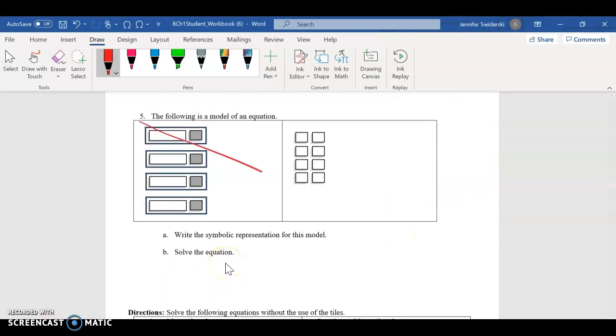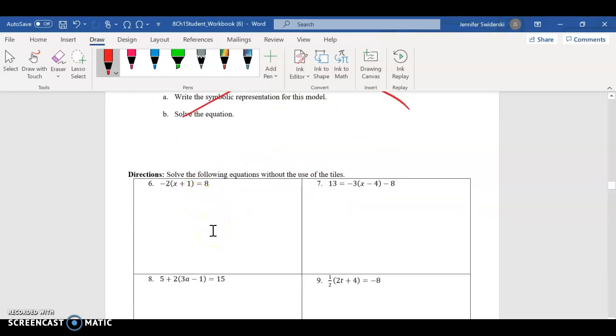We're going to go ahead and skip number 5. So let's go down to number 6. It says solve the following equations without the use of tiles. So same idea here, guys. Start by distributing. Negative 2 times x is negative 2x. Negative 2 times 1 is negative 2 equals 8.